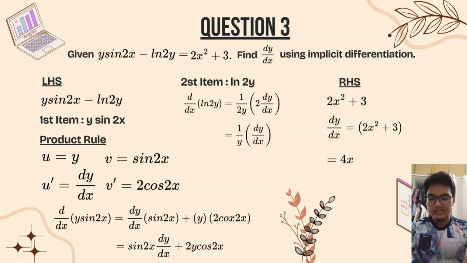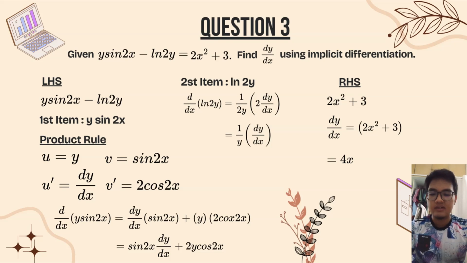Moving to the right hand side, we have 2x squared plus 3. We just differentiate it normally, so d over dx of 2x squared plus 3 equals 4x. 2 times 2, 2x times 2, we get 4x.